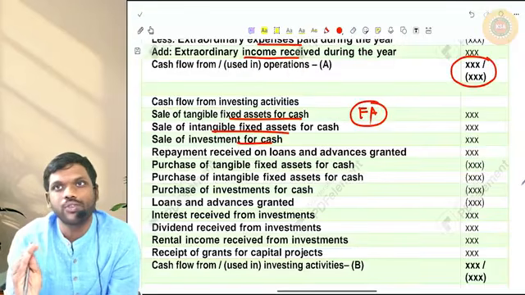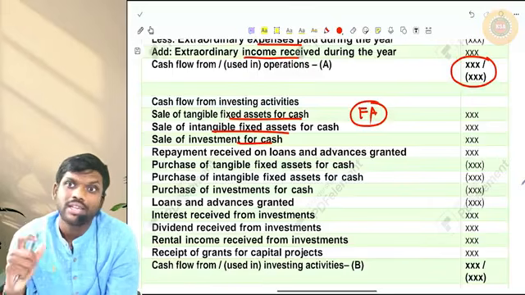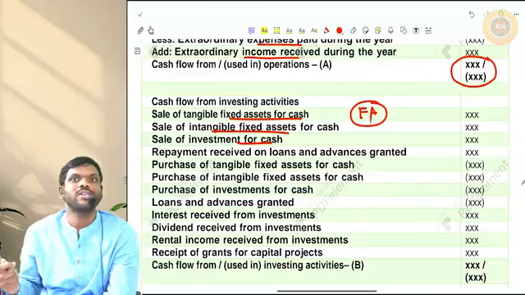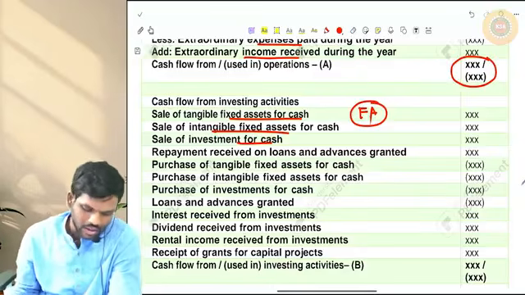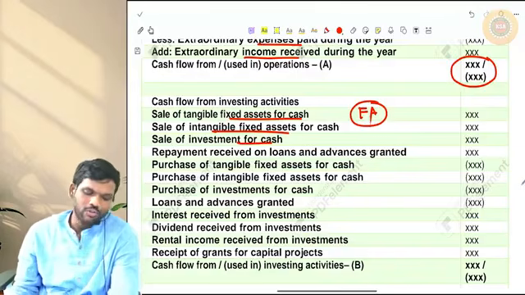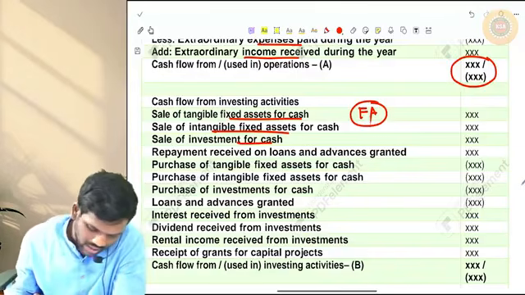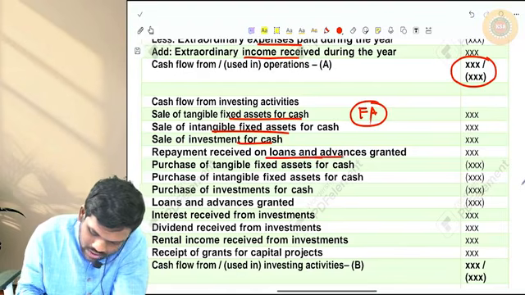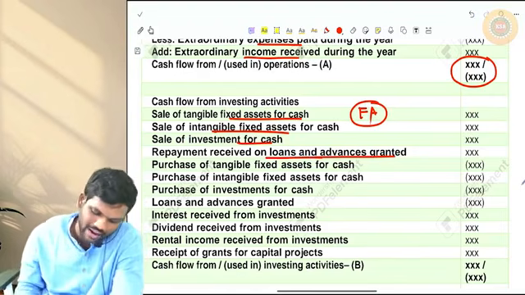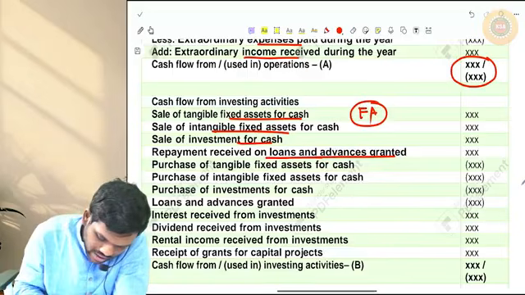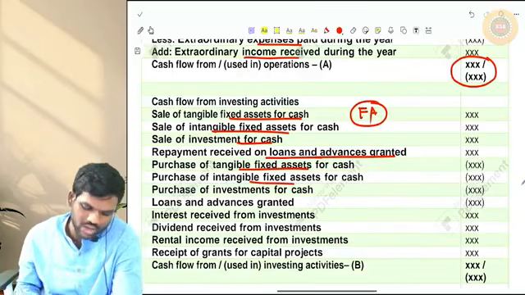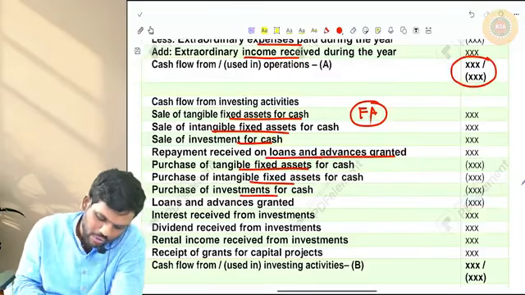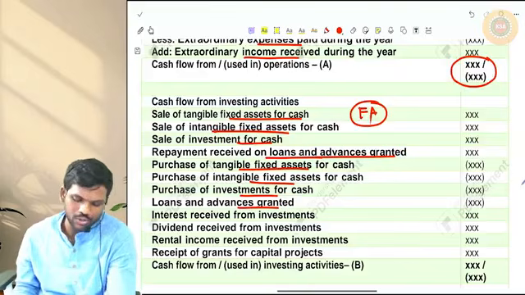They will give you the opening balance of fixed assets, the closing balance of fixed assets, and certain additional information. Based on that information, you have to open the ledger account and find out the sale or purchase as a balancing figure. If you have sold any tangible fixed assets, any intangible fixed assets, or any investments for cash, these will be inflows. And if you have received any repayment of loans and advances that you have given, that also will be an inflow, which will be added. Next, we have certain outflows. Whatever tangible assets you have purchased should be subtracted, whatever intangible assets you have purchased should be subtracted, and whatever investments you have purchased should be subtracted. And if you have given any loans and advances, it is an outflow, and that also should be subtracted.